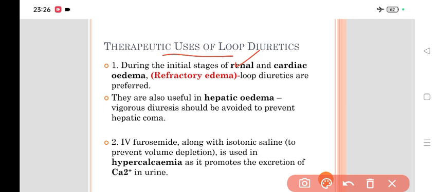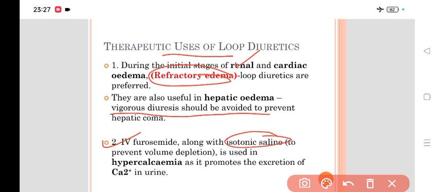They are very useful in refractory edema. If no other drug is useful, you can simply go for the loop diuretics. But vigorous diuresis is avoided in hepatic edema because it may lead to hepatic coma. IV furosemide is used along with isotonic saline to prevent volume depletion.